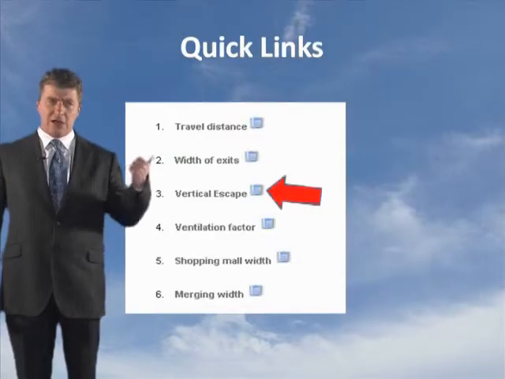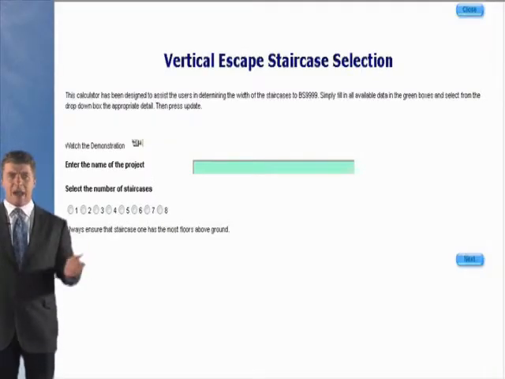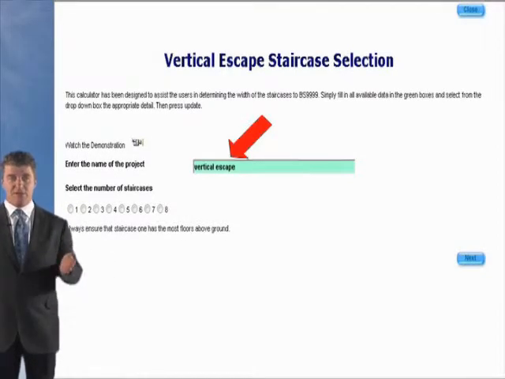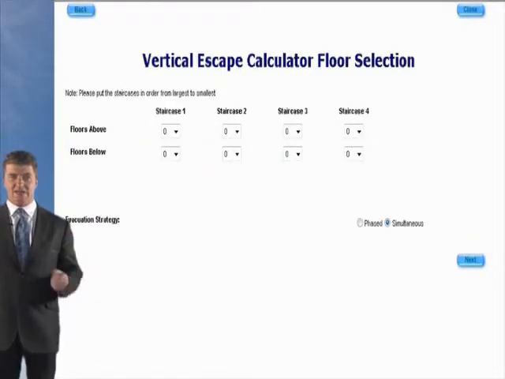First of all, you click on vertical escape and that opens up the calculator. Then you enter the name of the project. In this case, we'll just call it vertical escape. You've got to give your project a name. Next, you have to select the number of staircases. Up to 8. In this case, we'll select 4. Then you press next. This now creates 4 separate staircases.